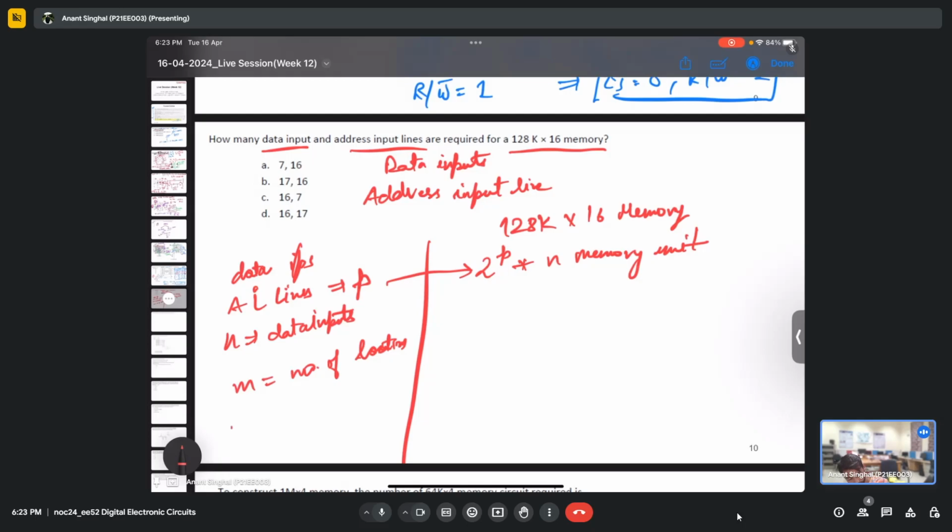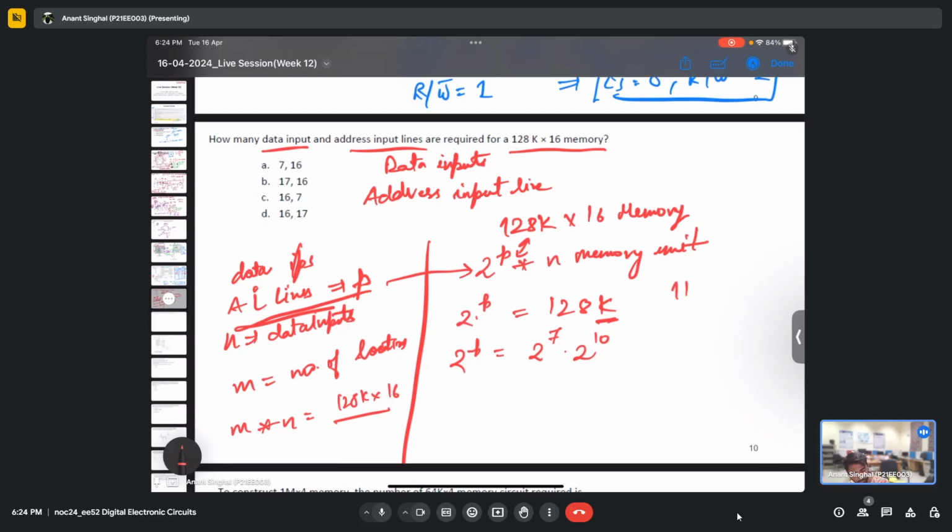The number of locations times data input is equivalent to the given information, that is 128K cross 16 memories, and we can easily compare. So p is the number of address lines. So 2 raised to p is equivalent to 128K. 128 is 2 raised to 7, and kilobyte is 2 raised to 10 bytes.